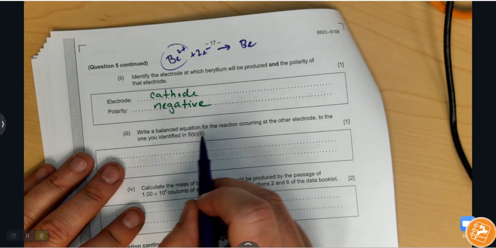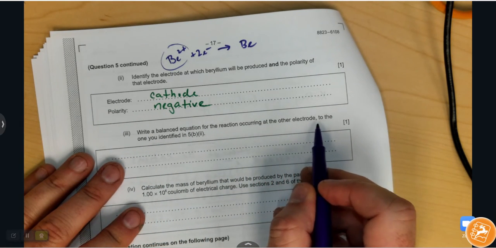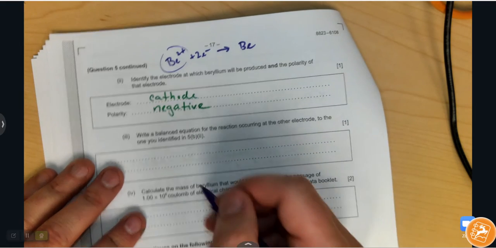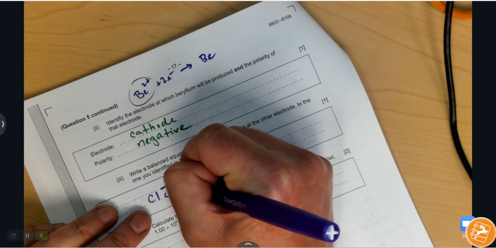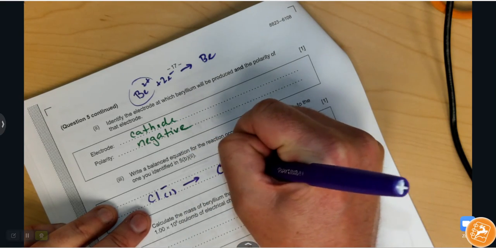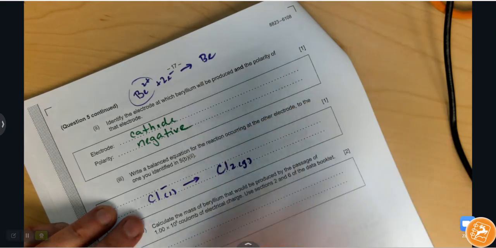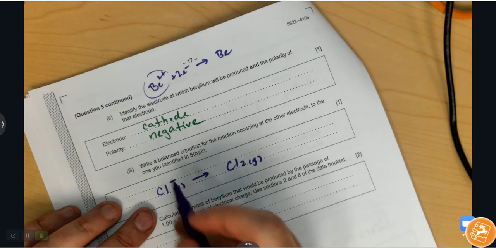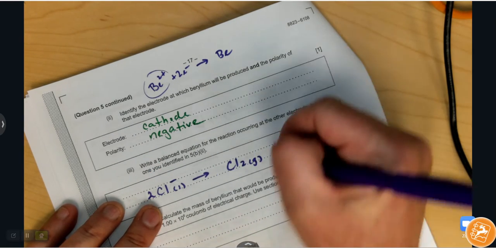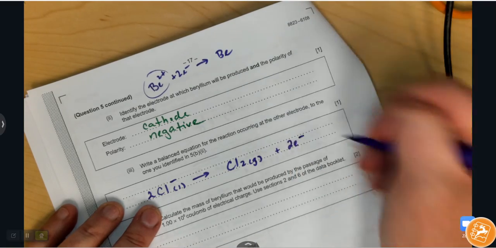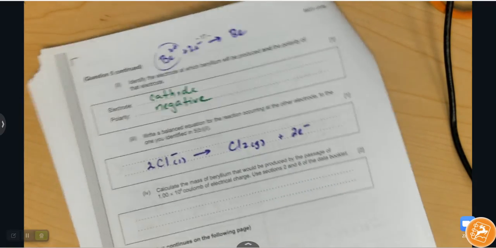III says write a balanced equation for the reaction occurring at the other electrode. So the other thing we had there was chlorine. So in that case, molten chloride ions are going to be oxidized into gaseous chlorine gas, right? So I've got to go ahead and balance the chlorine atoms. Over here I have a total of -2 charge, so that means we're going to form 2 moles of electrons.